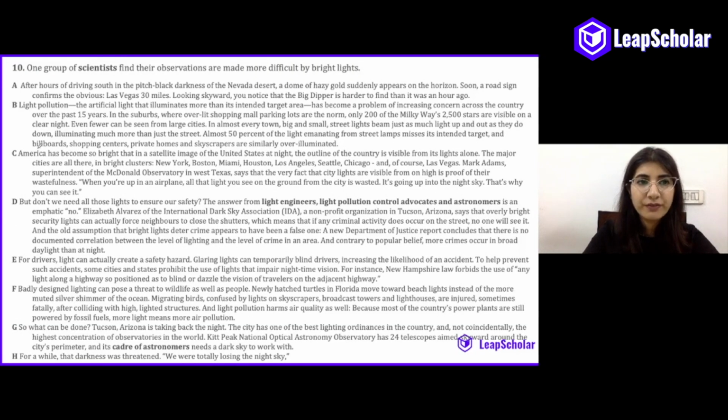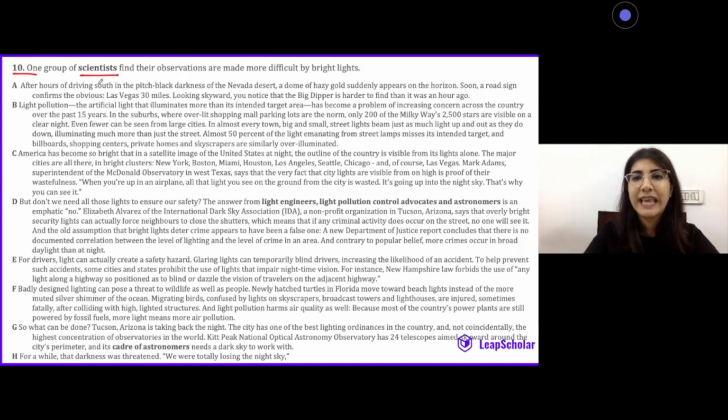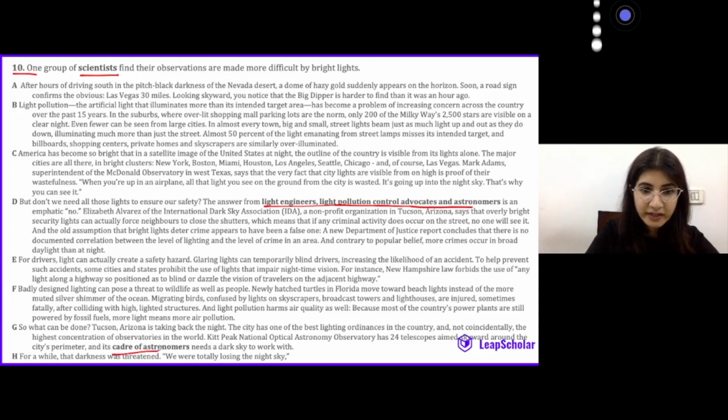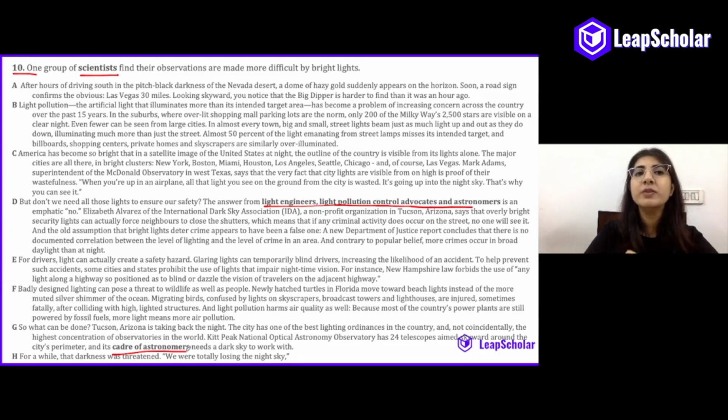And let's focus on the first question that we have. One group of scientists find their observations are made more difficult by bright light. Scientists is our keyword, and I will quickly scan this entire text to look for synonyms of scientists. I found two places: one is where it talks about light engineers and astronomers, and the second is its cadre of astronomers. These are the two places where I found synonyms of the word scientist.